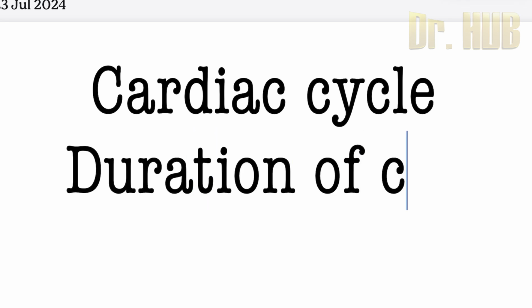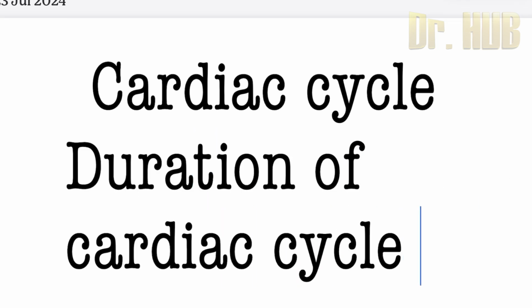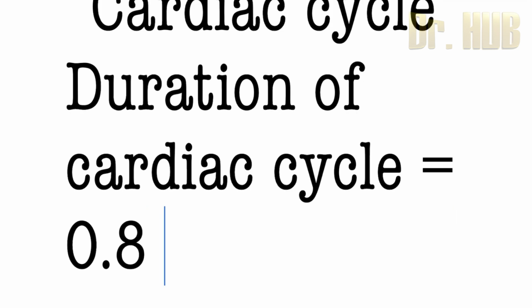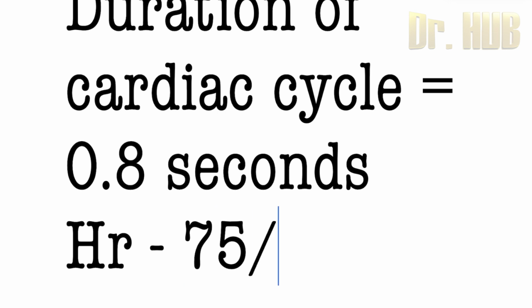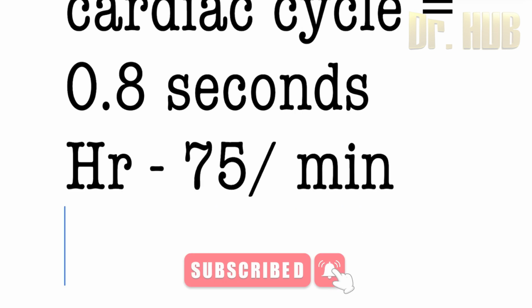Cardiac cycle. So let's look at some basics of the cardiac cycle. The duration of the cardiac cycle is exactly about 0.8 seconds. And the heart rate is nothing but 75 per minute.